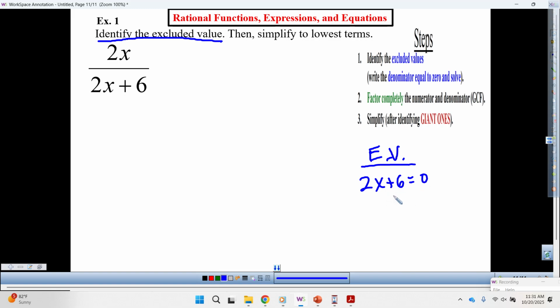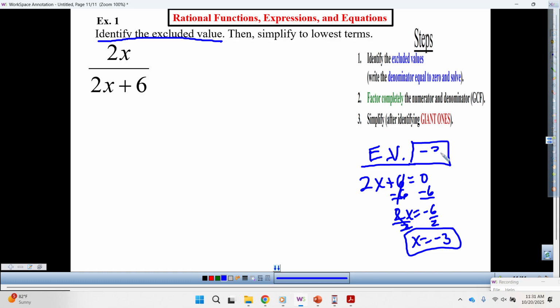Do we know how to solve that? Yes, Mr. Q. Minus 6, minus 6. 2x equals negative 6. Divide by 2, divide by 2. X equals negative 3. So my excluded value is negative 3. So what does that mean? Like your colleague said earlier, Scarlett, she said, oh, it's the number that cannot be included. That is correct.